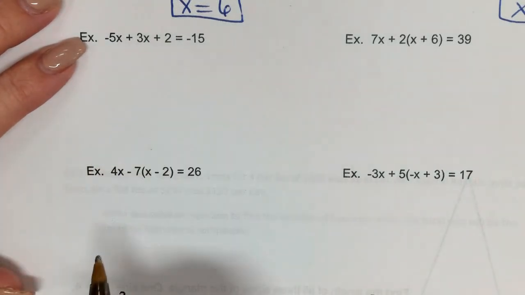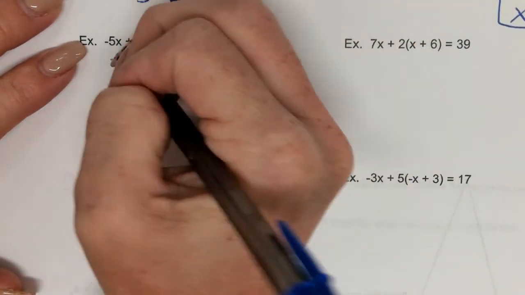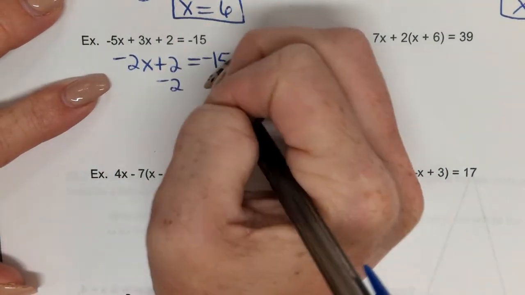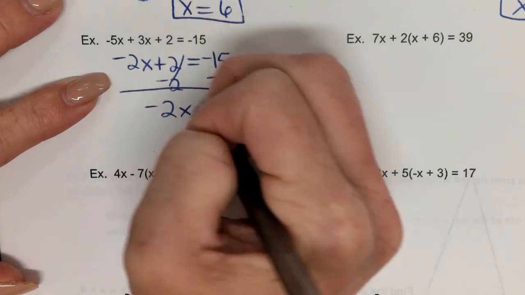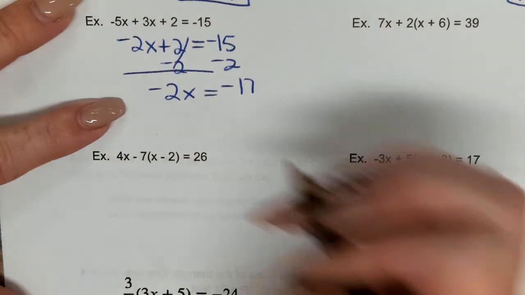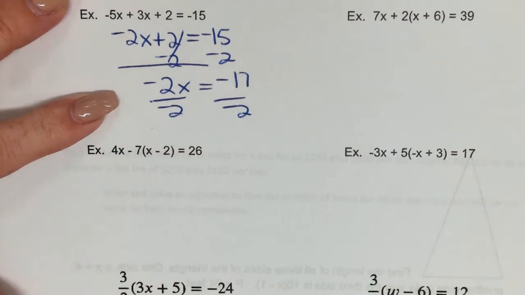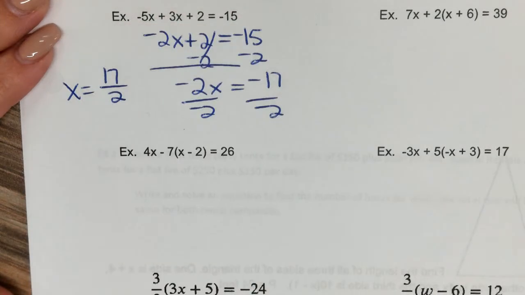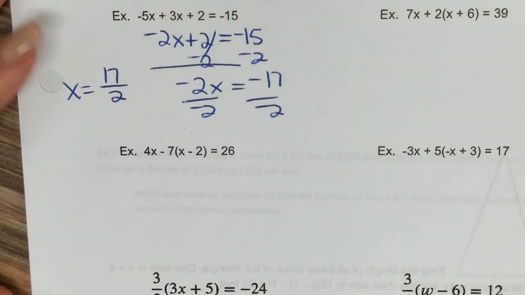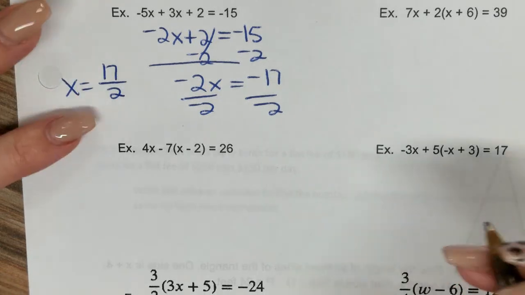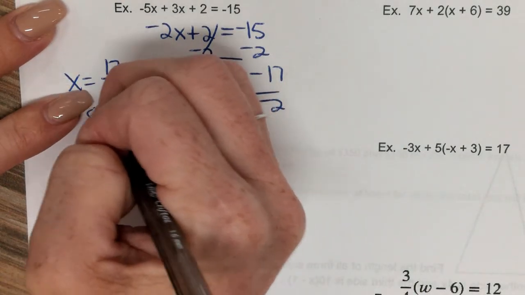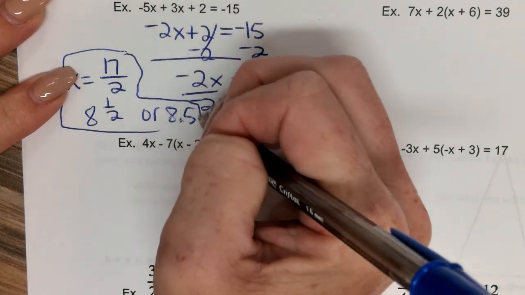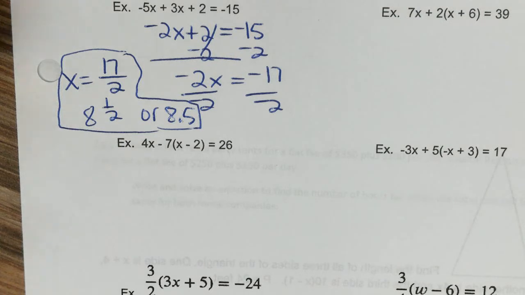So negative 5x plus 3x is negative 2x plus 2 equals negative 15. And I'm going to subtract 2. So I get negative 2x equals negative 17. And then I'm going to divide by negative 2. What's a negative divided by negative? Positive. I left my answer as 17 halves. Or it could be, how many times will 2 go into 17? 8.5. 8 and 1/2. Or 8.5. All of those answers are good. Which one did the calculator give you? Decimal?